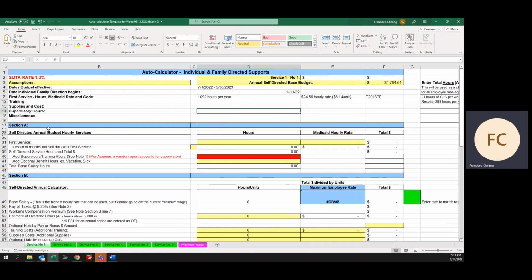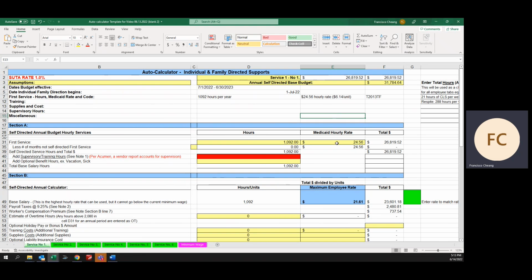we are going to start punching that information into section A. Again, if you're making the analogy of a piggy bank, section A is what you are bringing into your piggy bank, and section B is what you're paying out of your piggy bank. Go ahead and enter those hours into the first service. So we're going to enter 1,092 hours per year. And in here, we're going to be billing Medicaid $24.56.